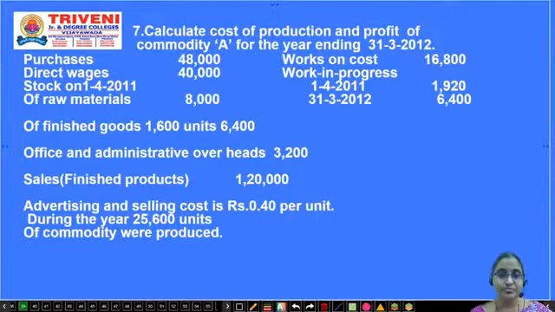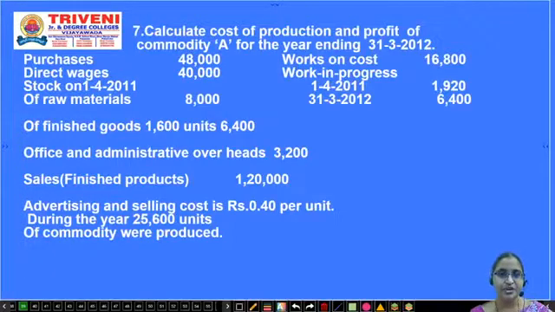Next, which year did they ask? 31st March 2012. In detail the sum: purchases 48,000, direct wages 40,000, stock on 1/4/2011 of raw materials. The stock on 1/4 means it was the opening date of the year, so that stock is treated as the opening stock. The next, work on cost, work in progress.